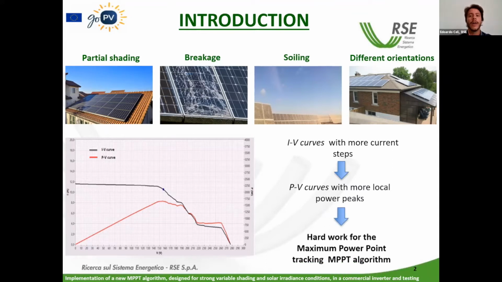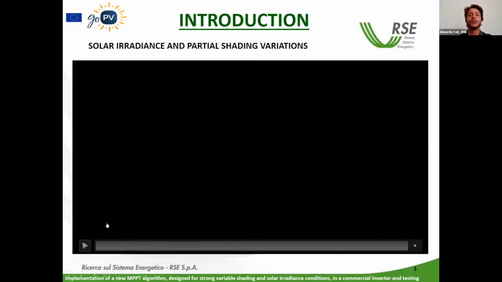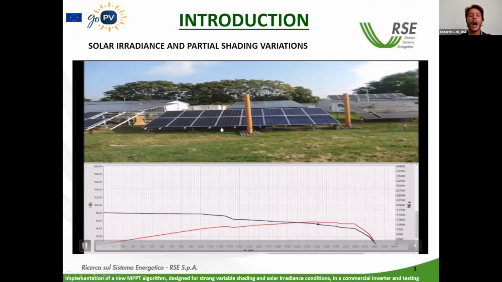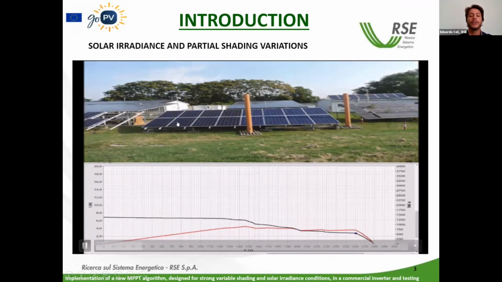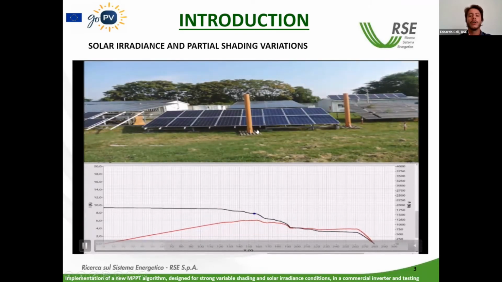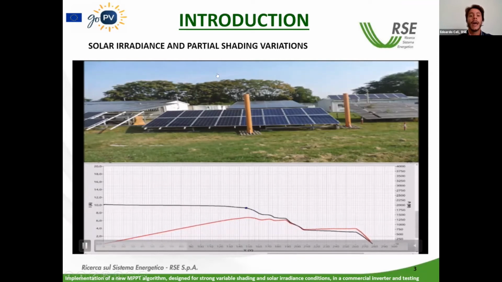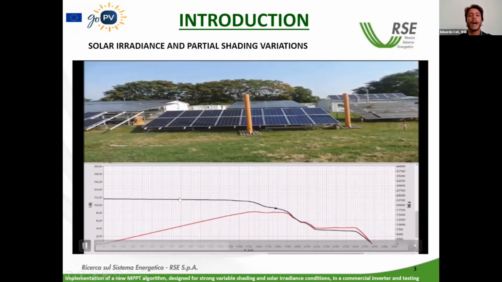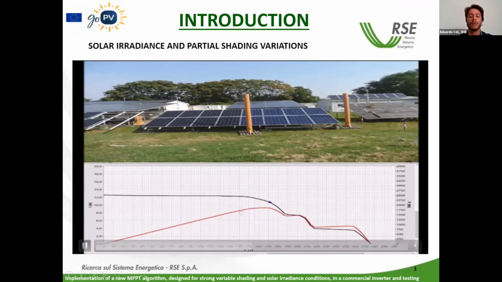Under these conditions, the maximum power point tracking algorithms implemented into the firmware of the inverters have big difficulty finding and tracking the maximum power point. In this presentation, I want to focus attention on the combination of solar irradiance and partial shading variations. Indeed, as we can see on the video, a PV system affected by partial shading due to obstacles located next to the PV strings, and cloudy passages throughout the day, cause the dynamic variation of the IV curve in black and the PV curve in red.